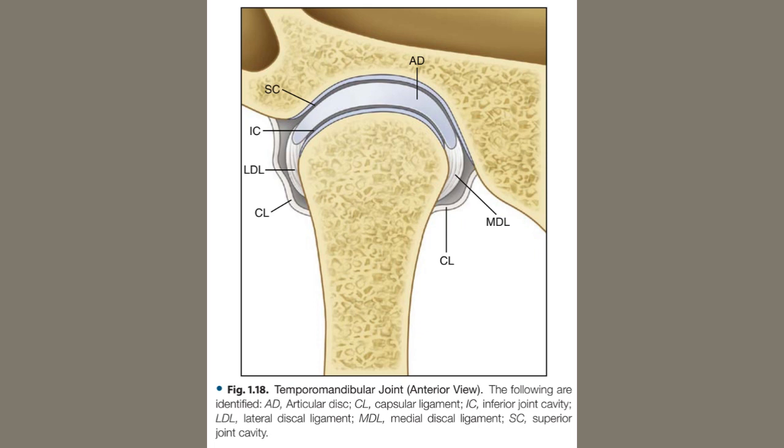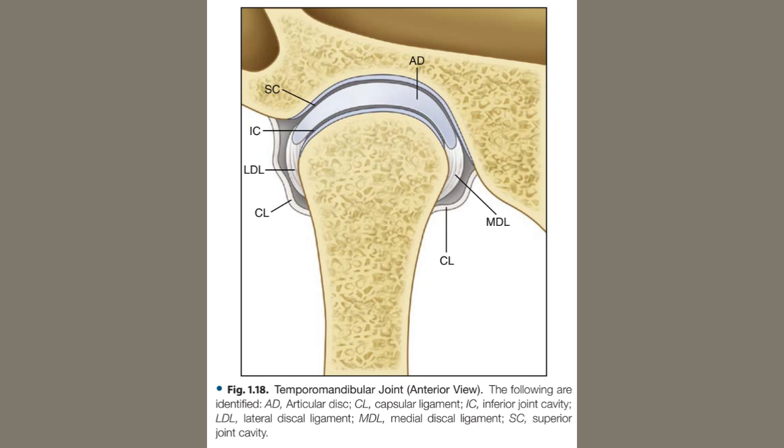The collateral ligaments attach the medial and lateral borders of the articular disc to the poles of the condyle. They are commonly called the discal ligaments, and there are two. The medial discal ligament attaches the medial edge of the disc to the medial pole of the condyle. The lateral discal ligament attaches the lateral edge of the disc to the lateral pole of the condyle. These ligaments are responsible for dividing the joint mediolaterally into the superior and inferior joint cavities.